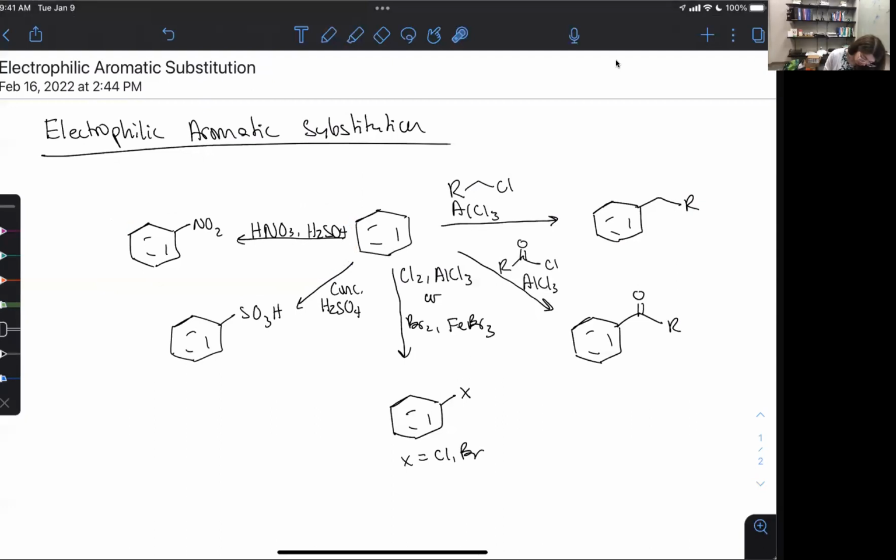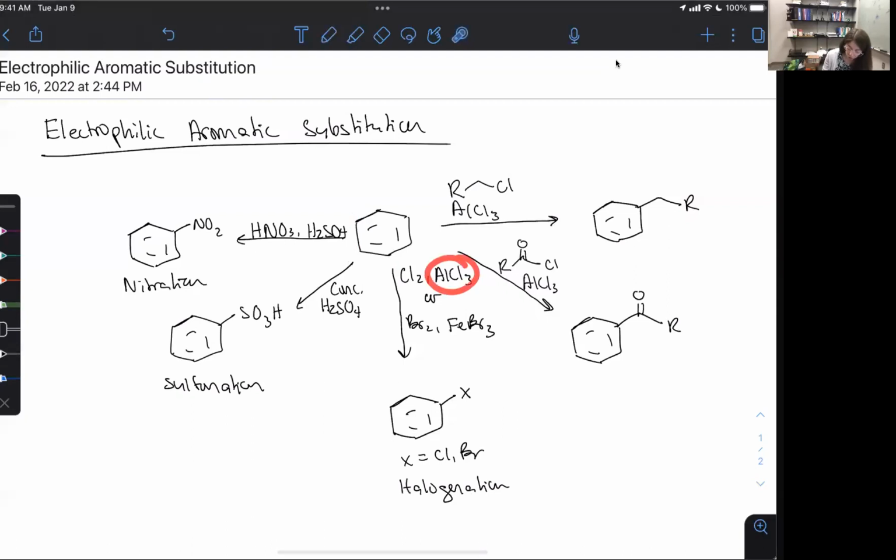So I'll just go ahead and label this. This is our nitration, uses nitric acid and sulfuric acid. The next one with the sulfur, that's a sulfonation. You can use sulfur trioxide and sulfuric acid, or just concentrated sulfuric acid for that one. Then we have our halogenation. That one you can do with chlorine or bromine, depending on what you want to do.